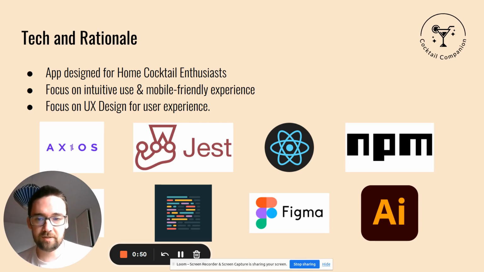We used Axios to access the API data from an API called Cocktail DB. We used Jest as our testing environment. We used React to build out a component-based project so we could reuse components. We used a number of NPM packages for things like icons and to help us create a burger menu. We used Git to work collaboratively and put code together. Prettier to ensure that our code was clean and readable. Figma for prototyping, and Illustrator to help us design some logos.